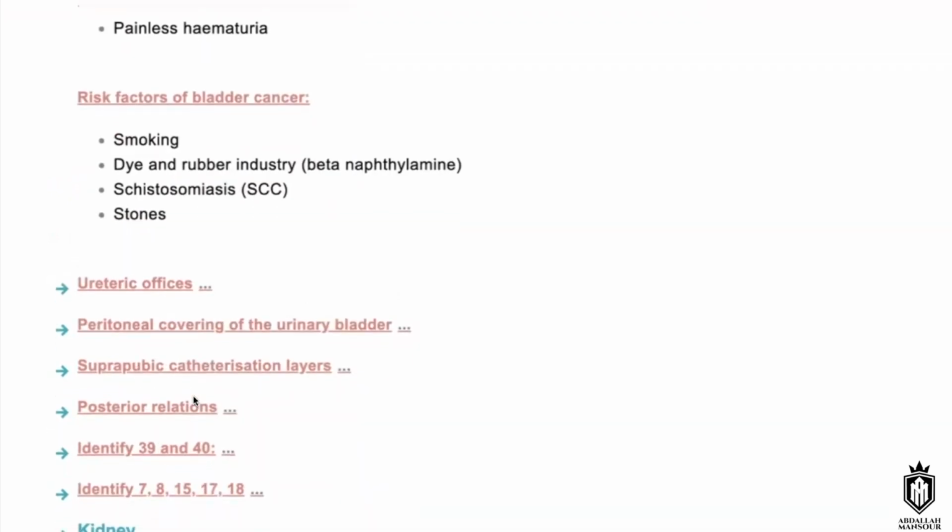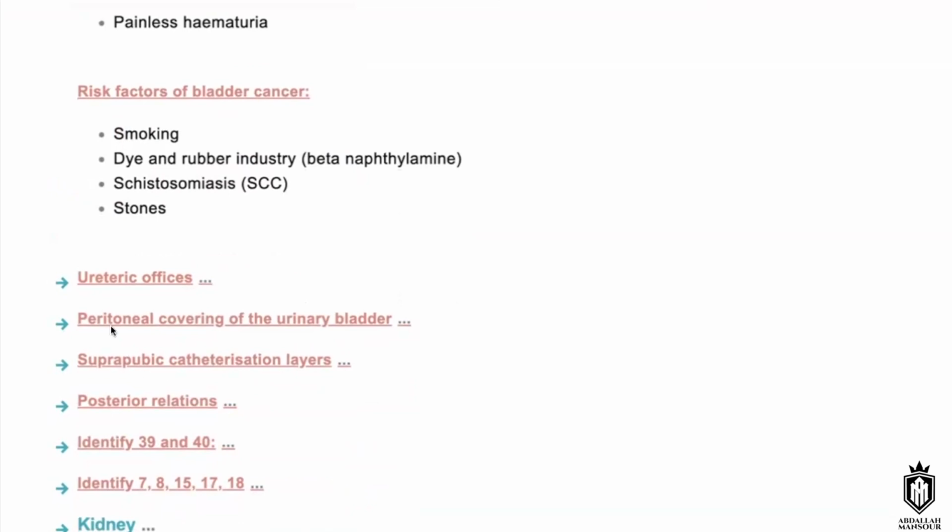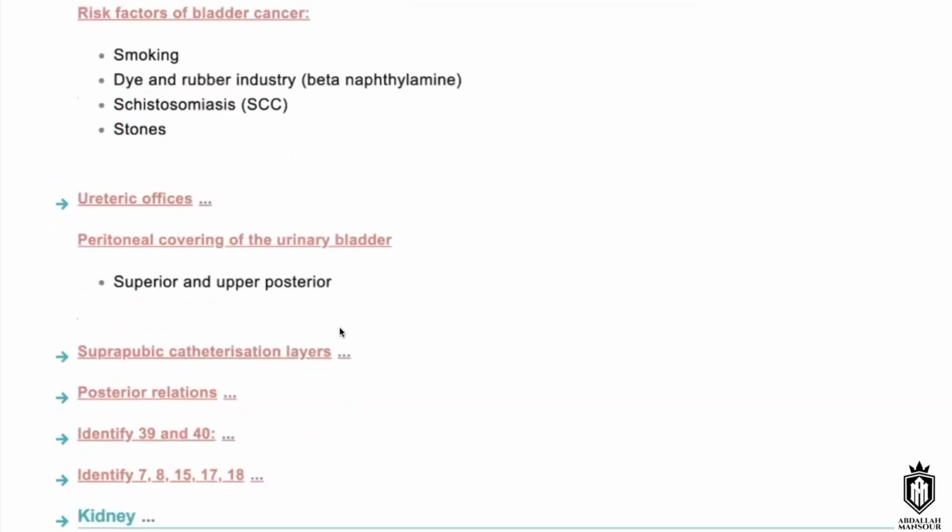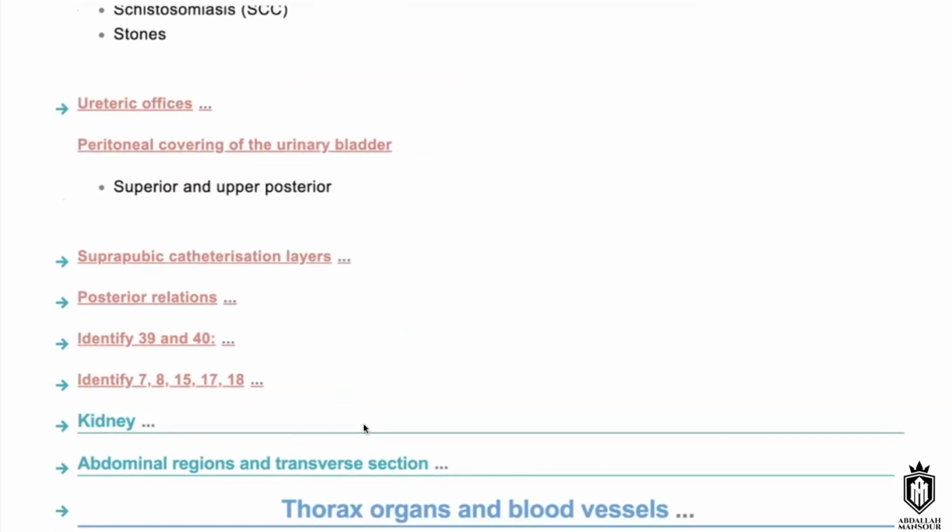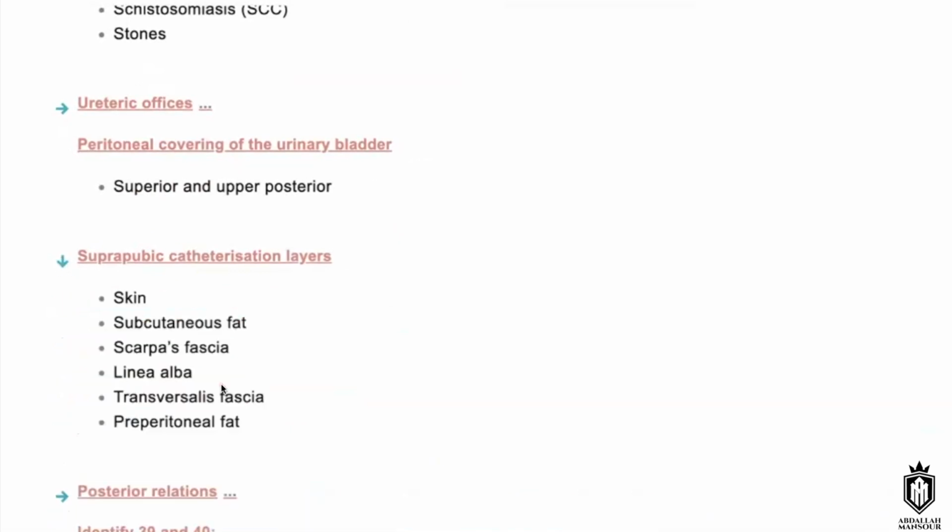What's the peritoneal coverage of the urinary bladder? It covers the superior surface and the upper part of the posterior surface. Well done. Okay, what are the layers you go through in a suprapubic catheterization then? The skin, the subcutaneous tissue, Scarpa's fascia, linea alba, transversalis fascia, and preperitoneal fat. Yeah, well done.